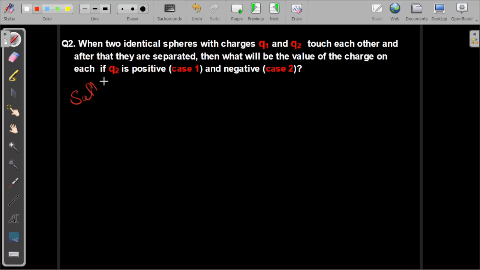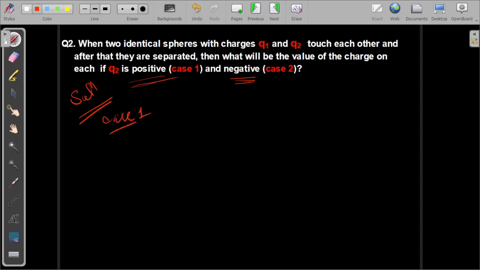Next, when two identical spheres with charges q1 and q2 touch each other and after that they are separated, then what will be the value of the charge on each if q2 is positive and negative? That means two cases are given in the question. One is when q2 is positive and another case is when q2 is negative.